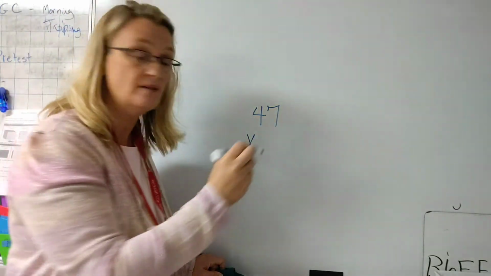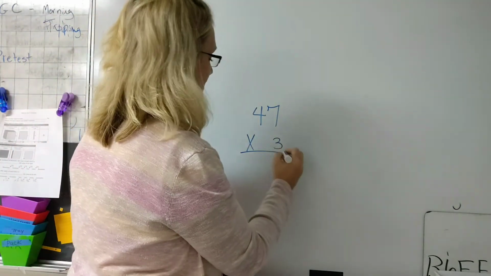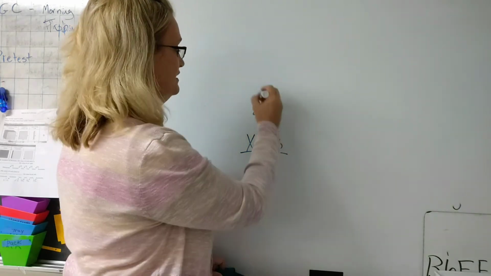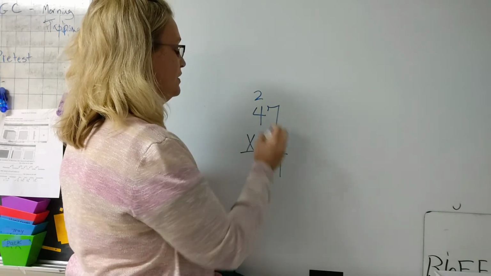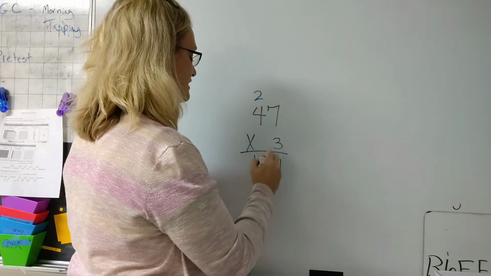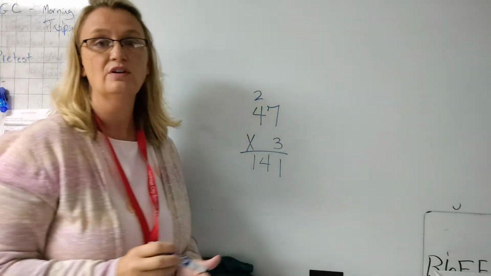47 times 3. 3 times 7 is 21. Carry the 2, put the 1 down here. 3 times 4 is 12, plus 2 is 14. So the answer is 141.